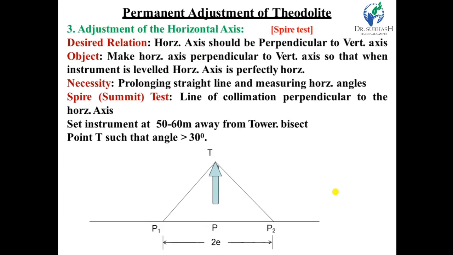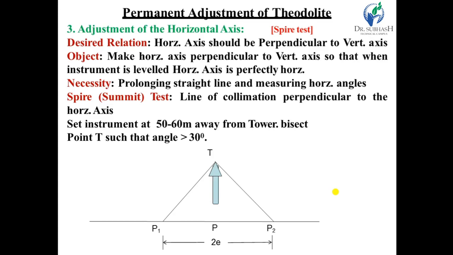Adjustment of horizontal axis. This adjustment is also called the spire test. This type of adjustment is done to make the horizontal axis perpendicular to the vertical axis. We have to do that adjustment by using the line of collimation perpendicular to the horizontal axis.